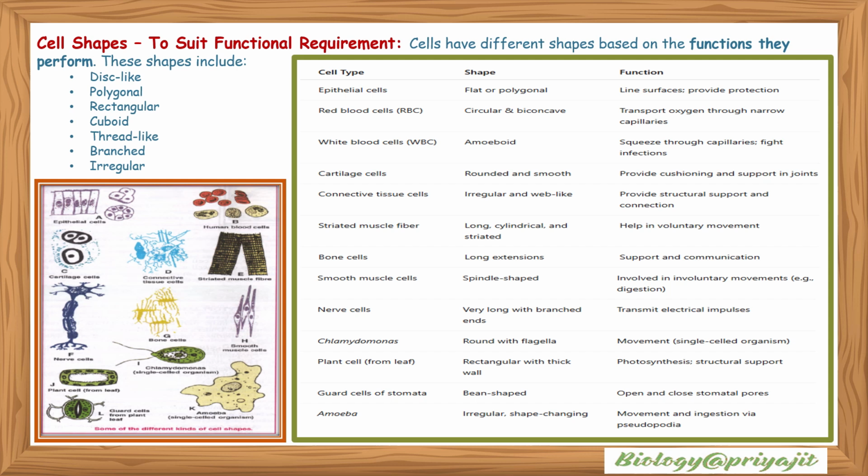Chlamydomonas is round with flagella, a single-celled organism that moves. Plant cells from a leaf are rectangular with a thick wall, providing structural support. Guard cells of stomata are bean shaped, and open and close the stomata or pores. Amoeba has an irregular, shape-changing form, with movement and ingestion via pseudopodia.